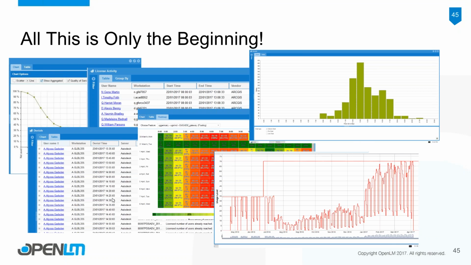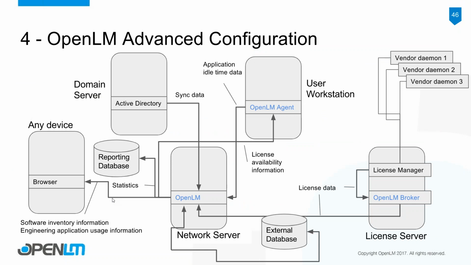But this is only the beginning. We've looked at the OpenLM core functionality. This is what gives you the fastest return on your investment. But after you've realized the power of OpenLM's core functionality, you can go even further. On top of the standard configuration, there are extensions to integrate with your Enterprise Directory service. You can provide information to users about license availability and establish external databases for reporting and storage.